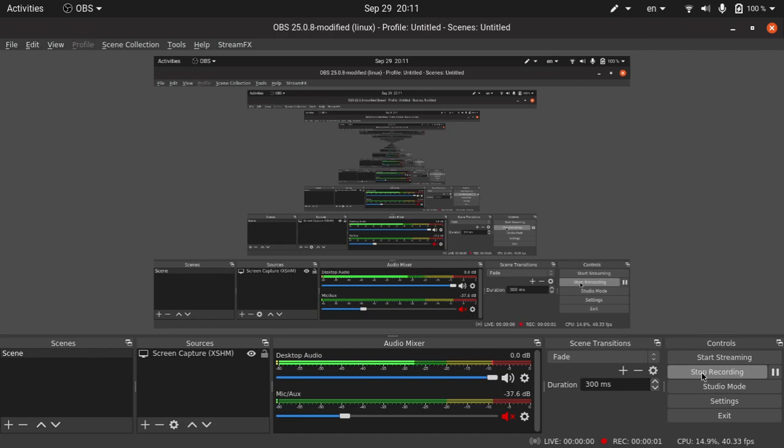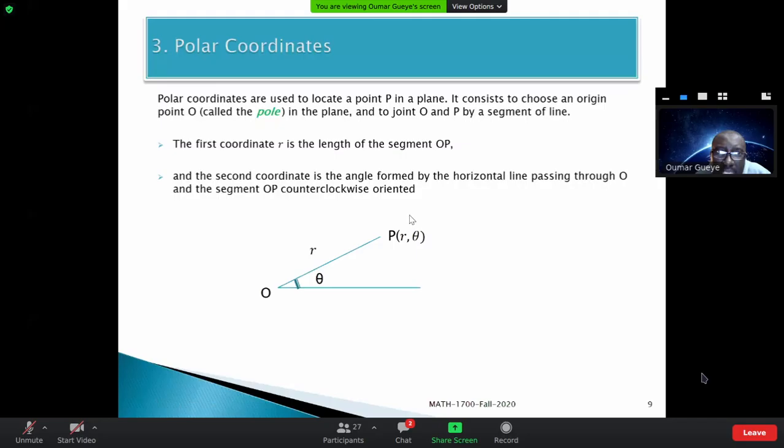Point P. And this is what we mean by the coordinates of P in the polar system. Okay, and that's what I explained here. Is it okay? So next we'll see how to locate such a point.